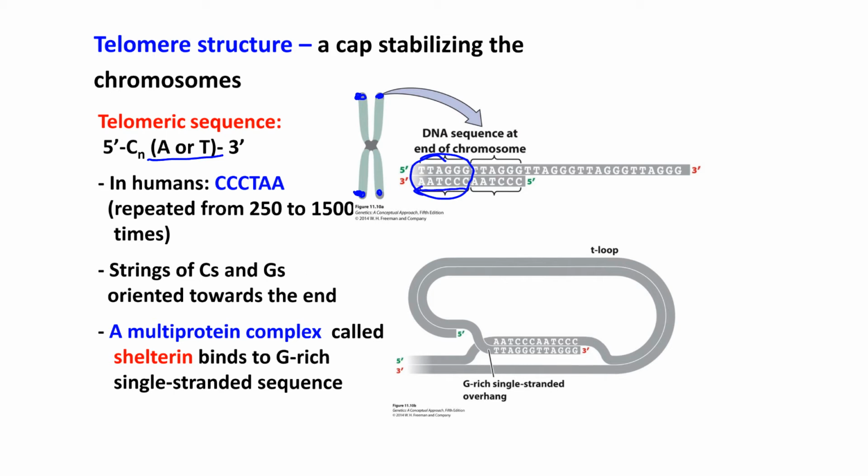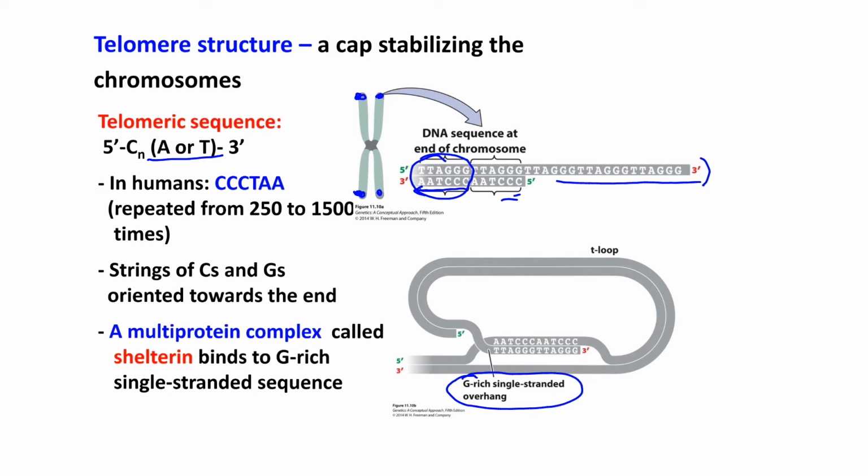The string of cytosine and guanine tends to be always oriented towards the end of the chromosome, and the G-rich strand right here always protrudes beyond the complementary C-rich strand. This protrusion is found on the 3' end of the chromosome, and it is called the G-rich single-stranded overhang. Very often this overhang can form a T-loop, right here outlined.